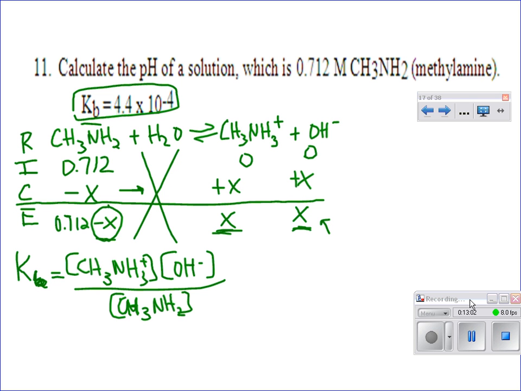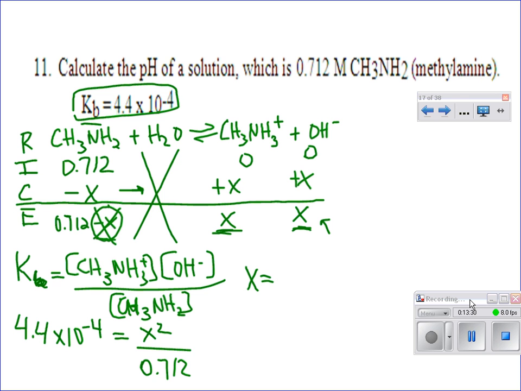Kb is equal to blah, blah, blah. So we know Kb from above is 4.4 times 10 to the negative fourth. We're going to have x squared, but we're just going to put it over 0.712 because we trumped it, as I say. So there we go. We don't have any quadratic formula to contend with. Go ahead and give me x.